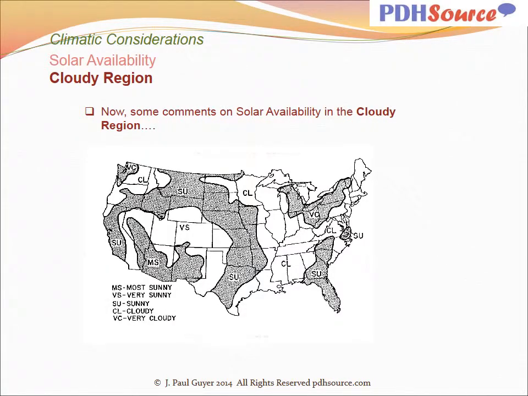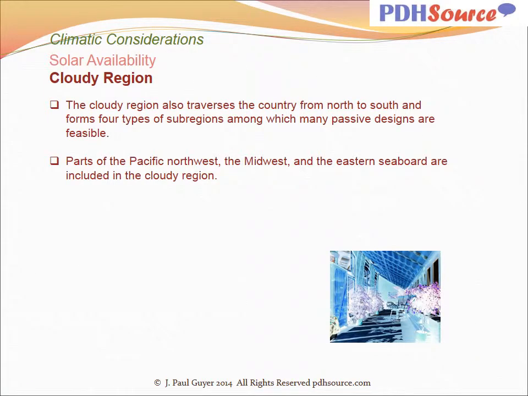Now some comments on solar availability in cloudy regions. The cloudy region traverses the country from north to south and forms four types of subregions, among which many passive designs are feasible. Parts of the Pacific Northwest, the Midwest, and the Eastern Seaboard are included in the cloudy region.